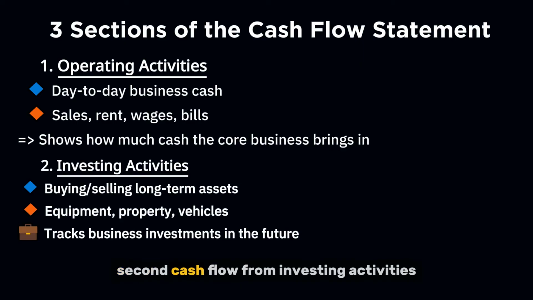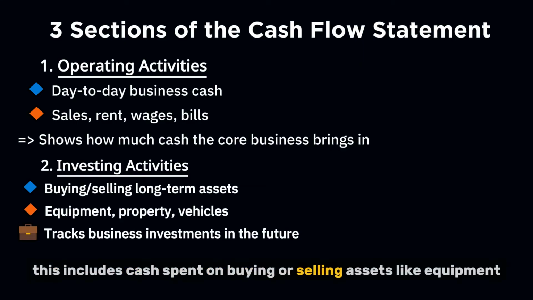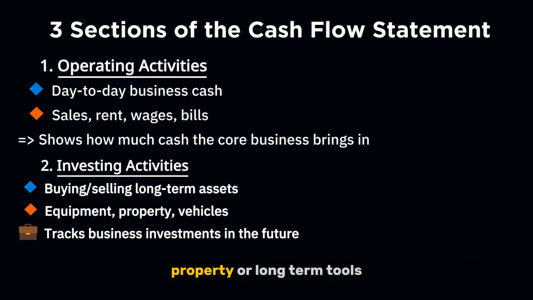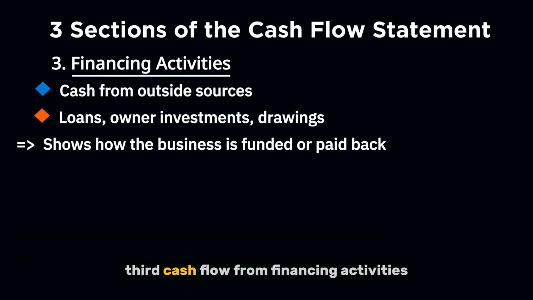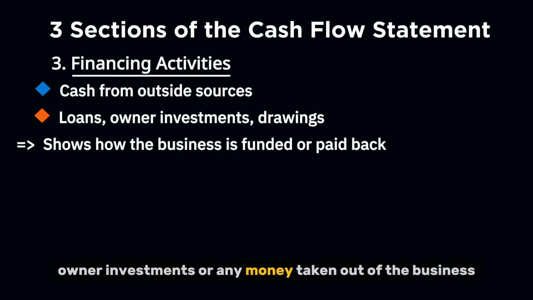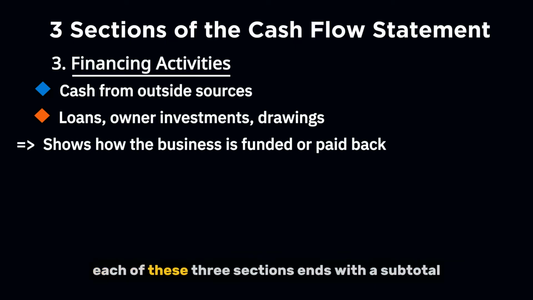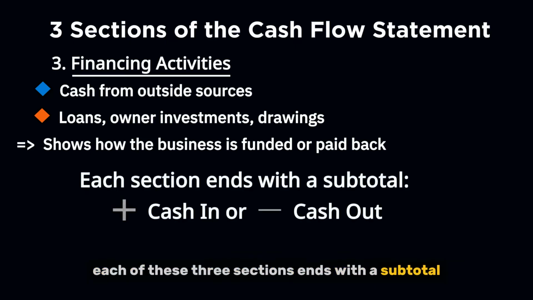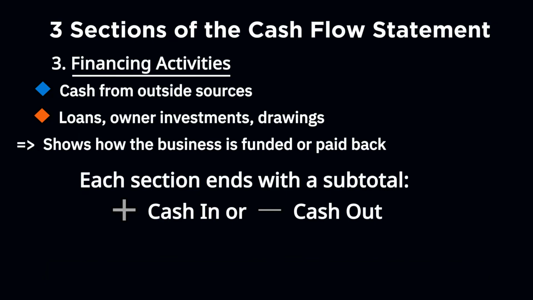Second, cash flow from investing activities. This includes cash spent on buying or selling assets, like equipment, property, or long-term tools. If you buy a new computer or vehicle for the business, it goes here. Third, cash flow from financing activities. This is where you record money from loans, owner investments, or any money taken out of the business, like drawings or repayments. Each of these three sections ends with a subtotal. It tells you how much cash came in or went out from that area.